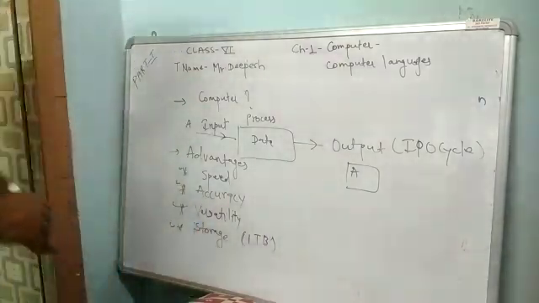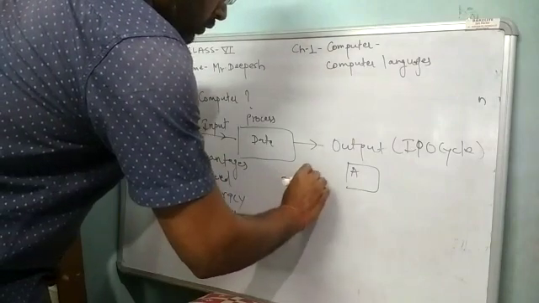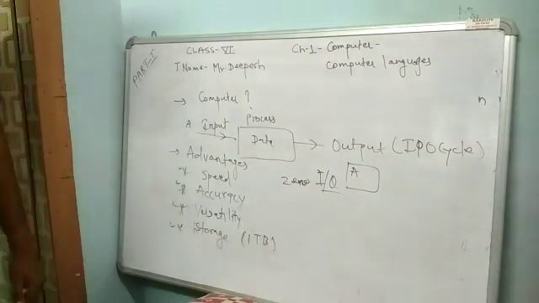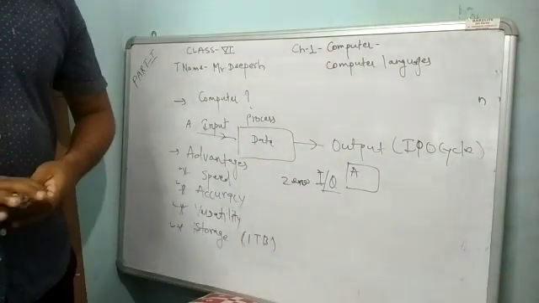So these were the four main important advantages of the system, but there is a disadvantage of the computer, and that is its zero IQ. Zero IQ means no intelligence.